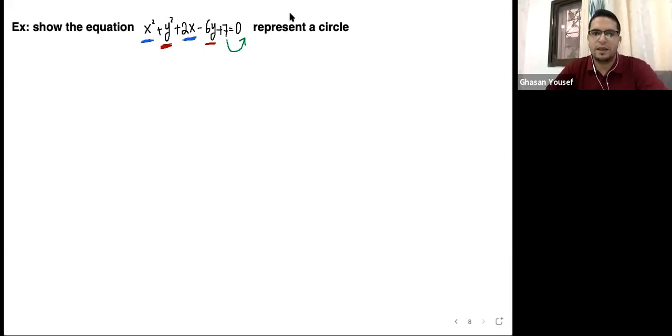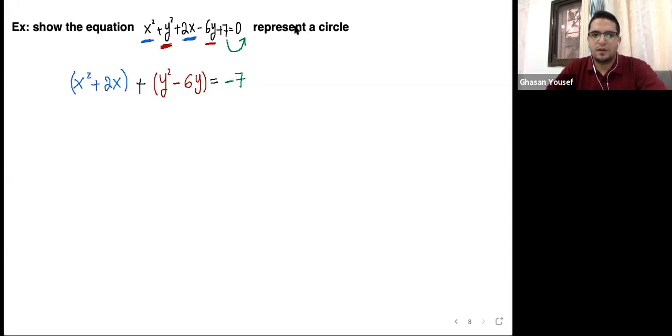Now let's combine the x variable together. So I get x squared plus 2x, inside the parentheses together, plus here's the y together again. So I get y squared minus 6y equals minus 7.